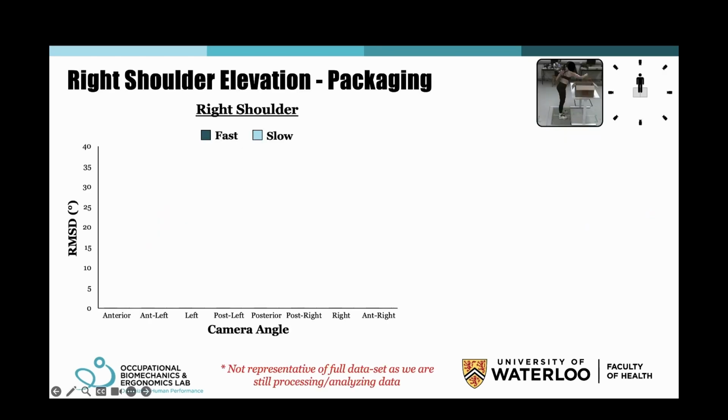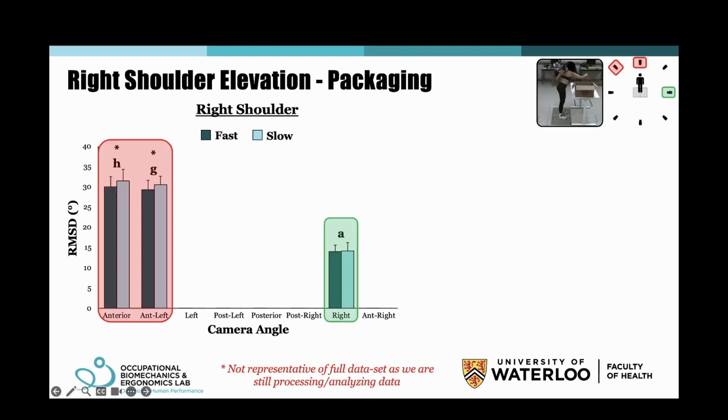So, last little bit of data. I know I'm throwing a lot of data at you. This is only a subset of everything that I've been looking at, but here's the right shoulder elevation during packaging. Again, looking at the right shoulder, having a camera on the right side of the body, we see the lowest differences there. And then on the anterior or anterior left, looking opposite to where the limb of interest is, we're seeing those larger differences happen there.